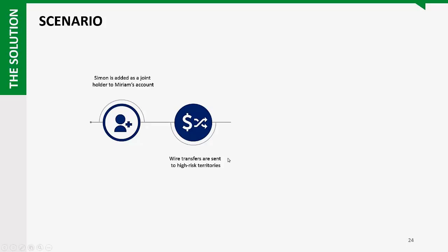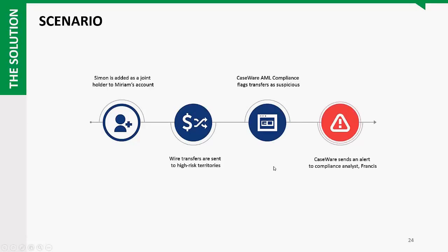When we see that, coupled with the fact that the wire transfers are going to high-risk jurisdictions, we say, hey, there's a potential issue there, and we flag these transactions as potentially suspicious. When that happens, we send an alert and it goes to a compliance analyst. Francis is the compliance analyst. Francis comes in and says, hey, I've gotten an alert. I click on it, open it and take a look at it. We provide all the information.